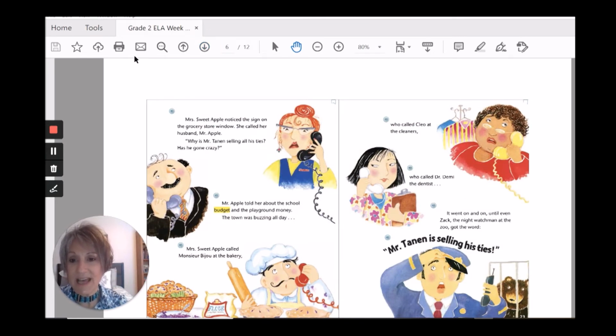Mrs. Sweetapple noticed the sign on the grocery store window. She called her husband, Mr. Apple. "Why is Mr. Tanen selling all his ties? Has he gone crazy?" Mr. Apple told her about the school budget and the playground money. The town was buzzing all day. Mrs. Sweetapple called Monsieur Bijou at the bakery, who called Cleo at the cleaners, who called Dr. Demi the dentist. It went on until even Zach, the night watchman at the zoo, got the word. Mr. Tanen is selling his ties.